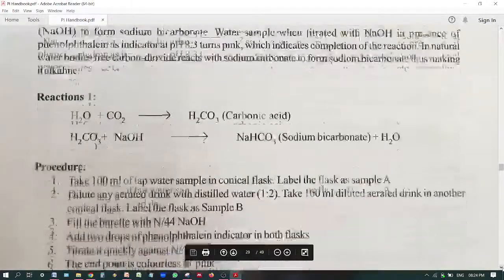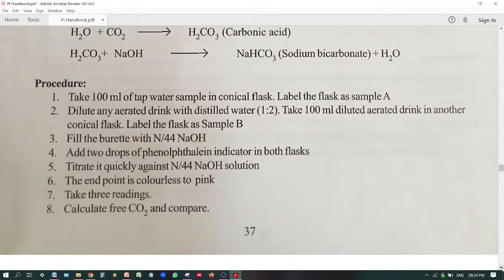So let us see the procedure for this. The protocol for this practical is, we will be taking 100 ml of the water sample, and after that we fill the burette with N by 44 NaOH solution. You will add 2 drops of phenolphthalein indicator, and then titrate against the N by 44 NaOH solution. The end point you need to remember is colorless to pink. As soon as the first pink color develops when you add a drop, it is going to disappear, so you add 1 or 2 more drops.